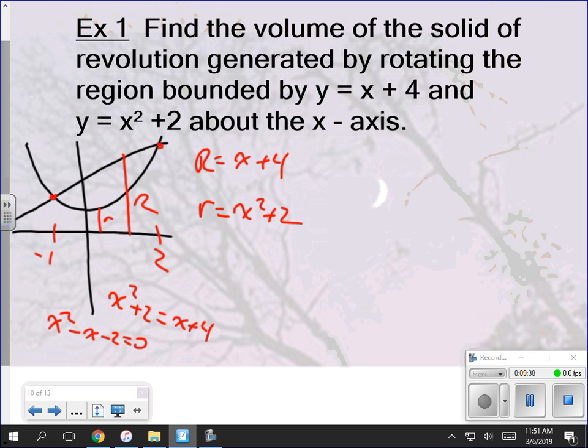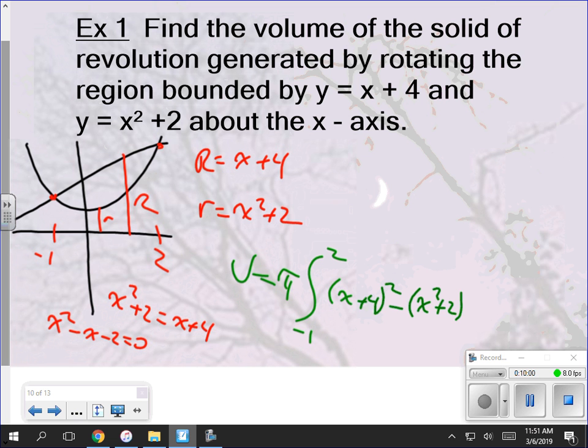Right. So my volume is equal to pi times the integral from negative 1 to 2 of big R squared, x plus 4 quantity squared, minus little r squared, x squared plus 2 squared dx. And that's our equation.